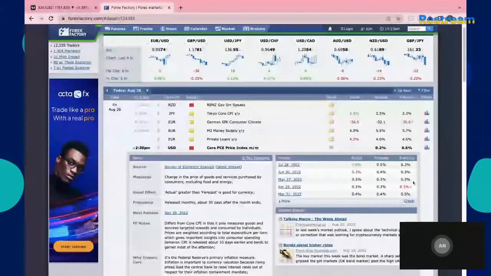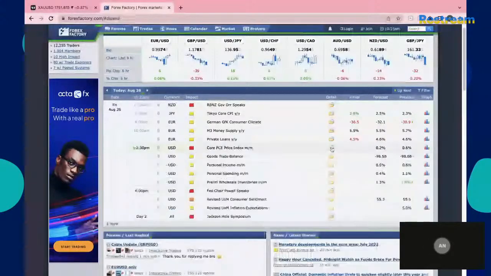Good news for the USD means buys for USD and sells for anything against the USD, right? So now, as you can see, the forecast is expected to be lower than the previous. So we could expect that, I actually am not sure, right?